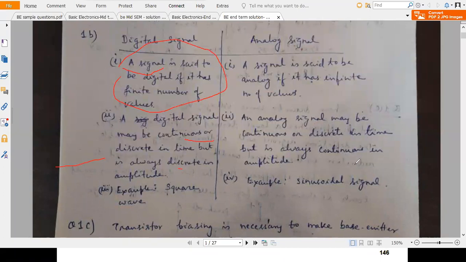Okay, the amplitude domain means उसका जो value है, suppose a voltage signal, so with respect to time your voltage is defined. At any time, how much is the voltage, that voltage value can be continuous for an analog signal, but for a digital signal it is discretized. And for example, your square wave is an example of a digital signal, and your sinusoidal signal is an analog signal. So this is a short question which I wanted to discuss.